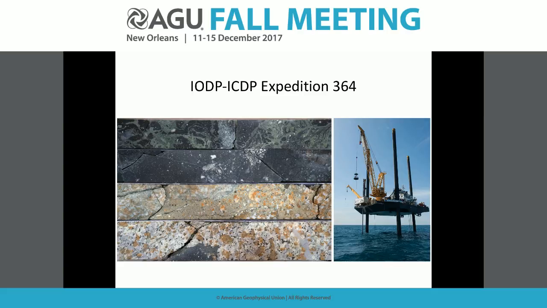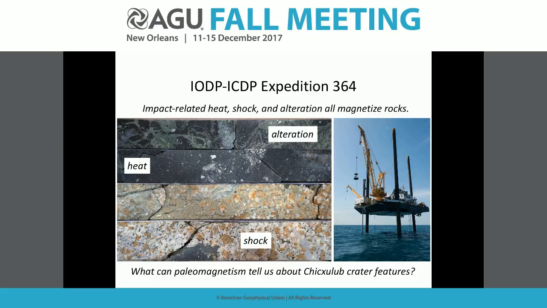But what we see here in these beautiful rock sections are a great record of the physical processes that rocks undergo during an impact event. First of all, we have a lot of heat, enough to melt rocks in many cases. We have shock waves, which are strong enough to deform and fracture rocks. And finally, we also have the post-impact hydrothermal system, which can cause chemical alteration within rocks. And so it turns out that all three of these processes, heat, shock, and alteration can affect the remnant magnetization that is preserved in rocks.